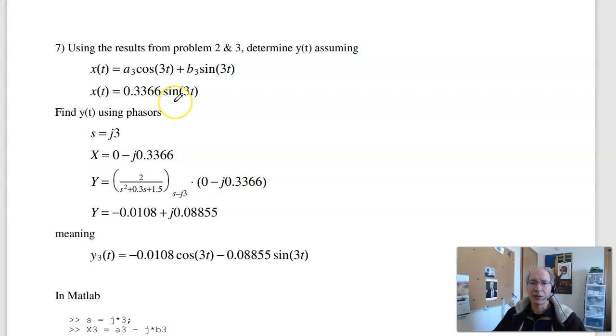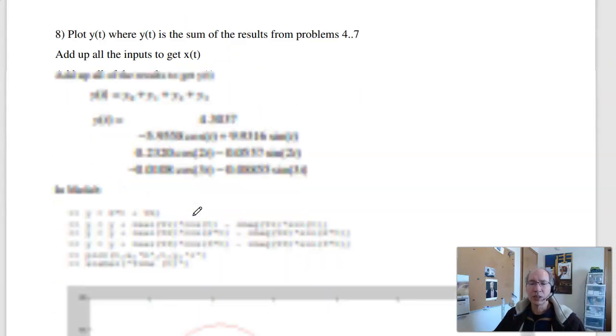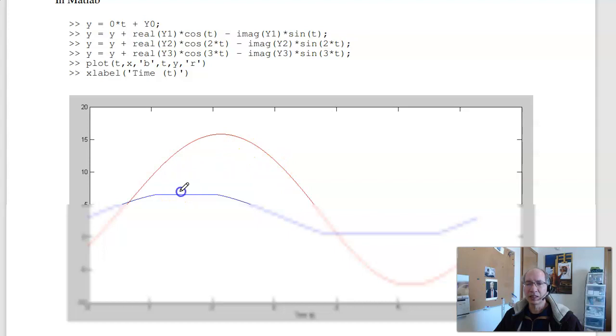And again at 3 radians per second, here's the input, here's the frequency, there's the gain at that frequency, times the input at that frequency gives the output, cosine and sine. So when it's all said and done, add them all together, add up all 4 inputs, I get x of t, add up all 4 outputs, I get y of t. So here's y of t, and if I plot it, here's the input x, here's y.